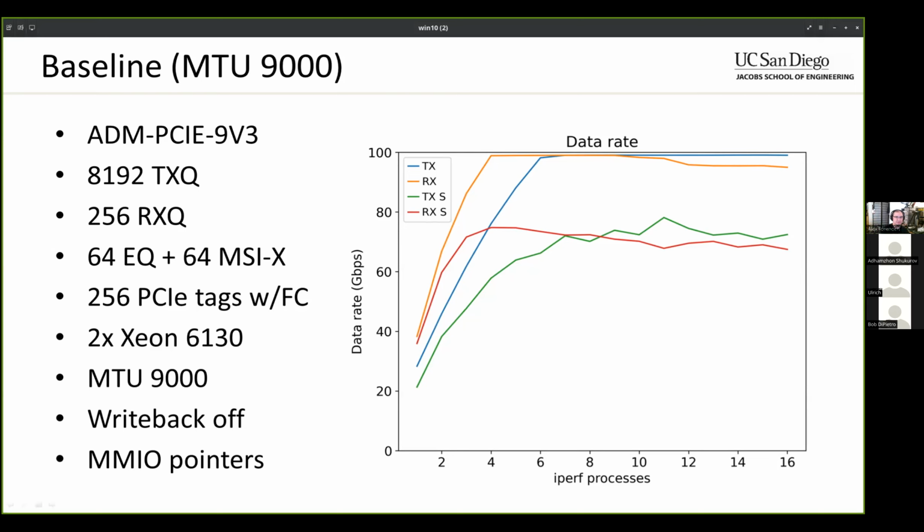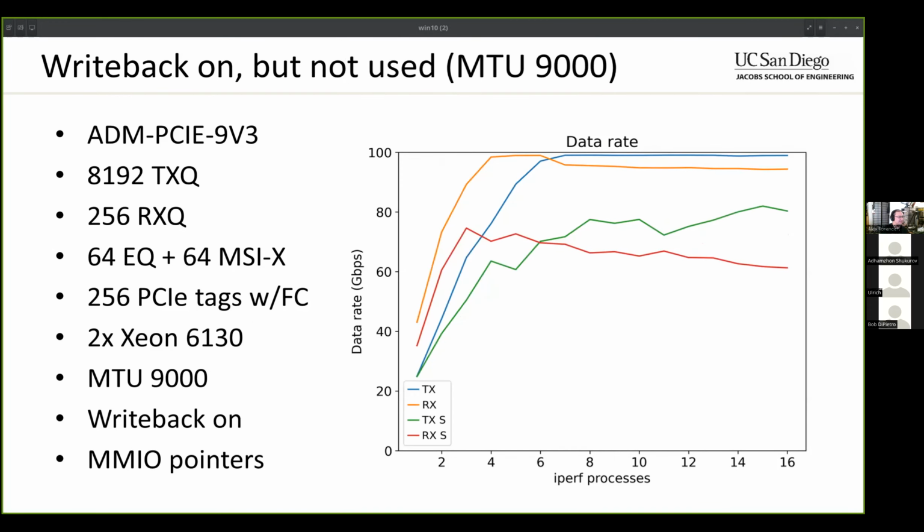And the result, next slide, there we go. I don't know why this is being slow. Okay, there we go. The result looks like that. So it's similar, but there is a slight difference in performance. So this is with write back on, but we're reading with MMIO.